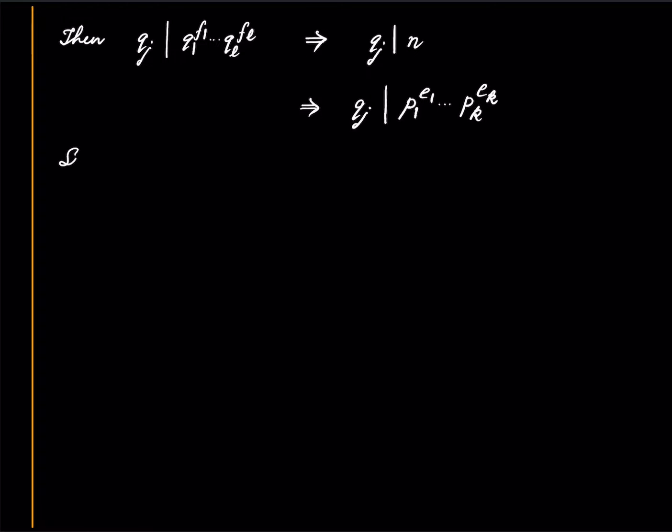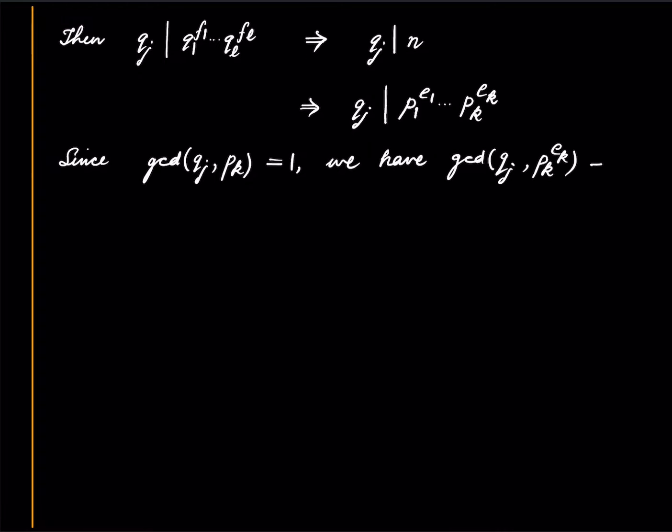So since Qj is relatively prime to Pk, I mean, I'm just arguing for Pk. So since Qj and Pk have GCD 1, we have by the previous lemma that the GCD of Qj and Pk to the Ek is also 1.